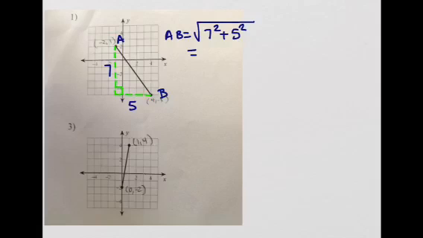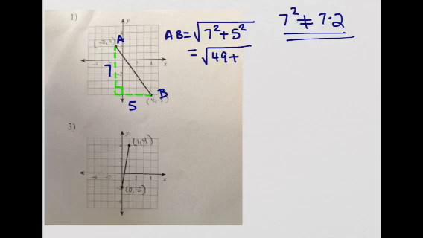So this is going to be 7 times 7. Remember, it's not 7 times 2. Okay, so 7 squared does not equal 7 times 2. Okay, be careful with that. 7 times 7 is 49. 5 times 5 is 25. So we add the numbers together and we get the square root of 74 when you add those together. So that's the distance from A to B, from here to here. It's the square root of 74.